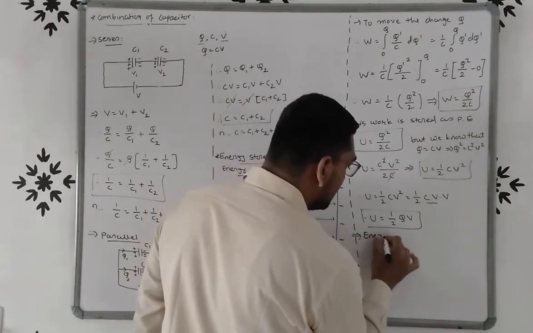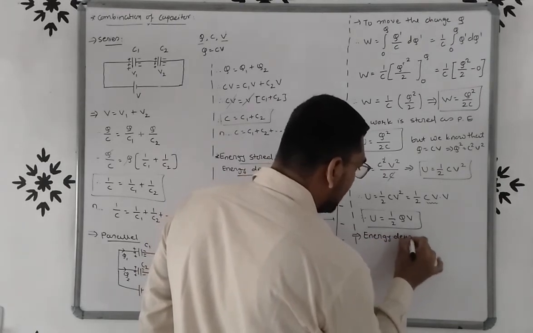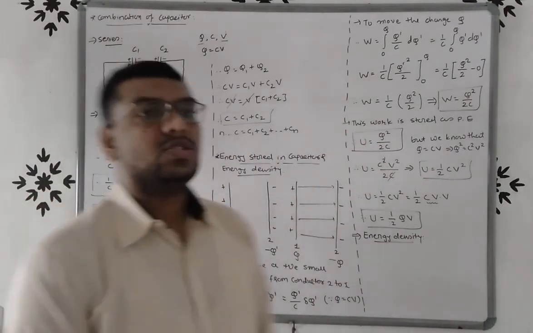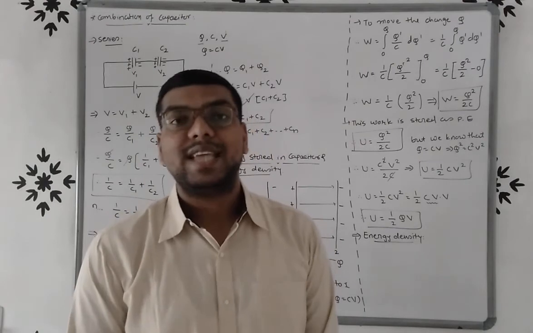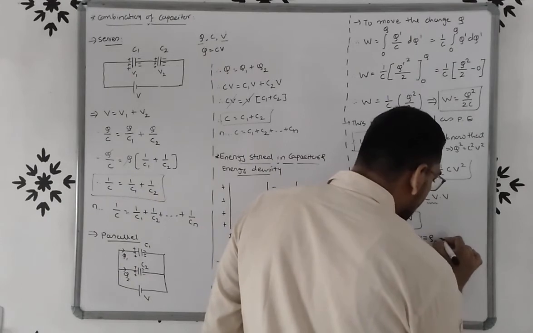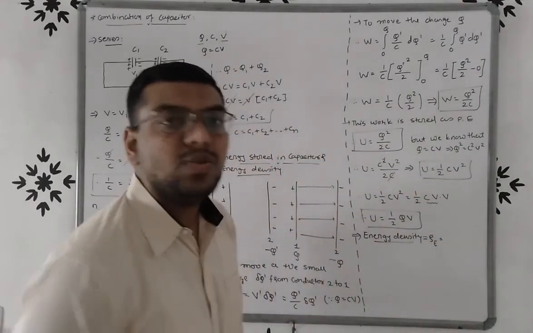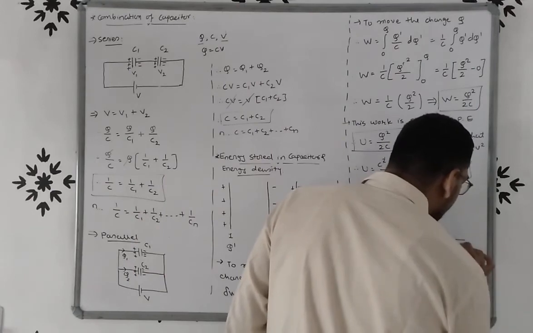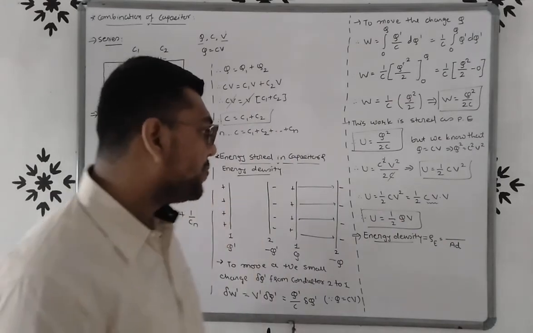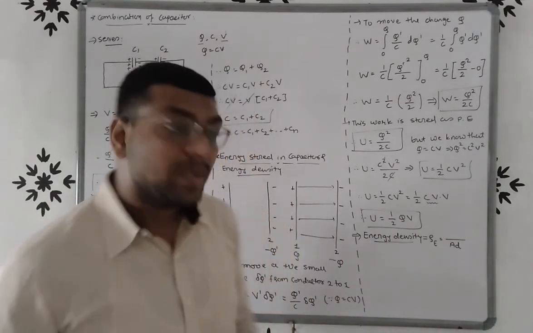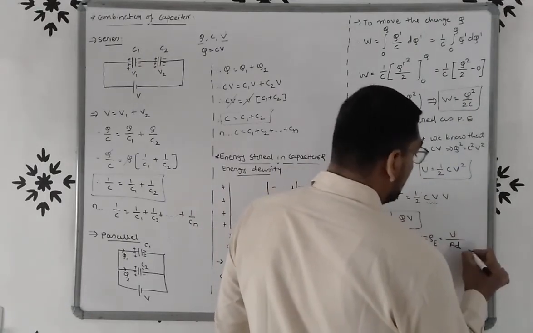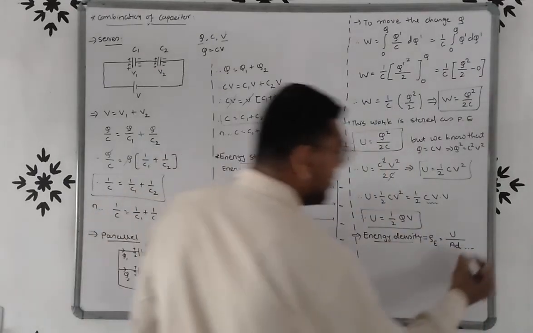Now for energy density, what is energy density? Energy per unit volume is known as energy density. So energy density, that means rho E, is equal to energy per unit volume. We already know that volume is equal to A into small d. So energy density is energy per unit volume. So in the numerator there is energy U. So this is equation number 1.